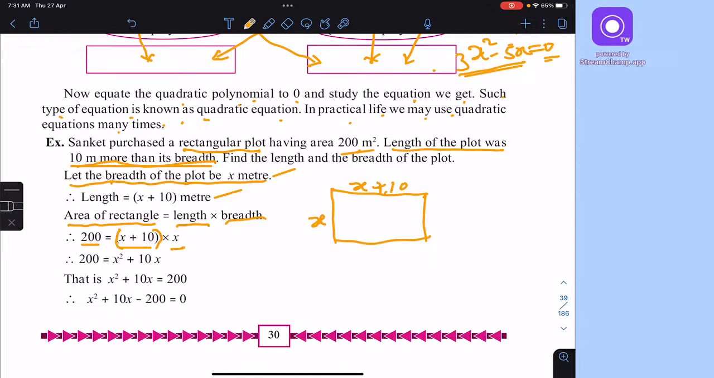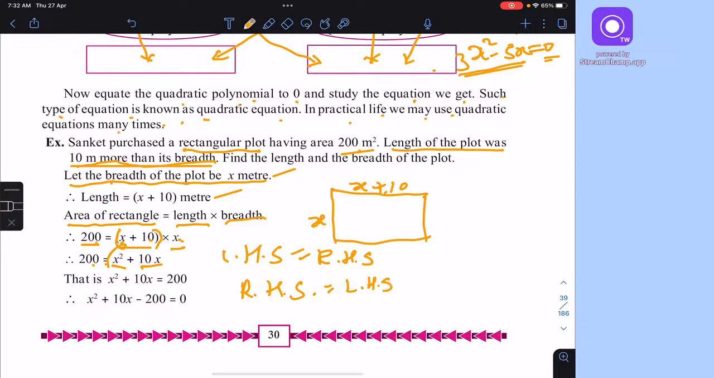Now if you open this, you are getting 200 is equal to x into x is x square and x into 10 is 10x. And if you want something equal to 0, then you can take everything on left hand side. So here what they have done: if LHS is equal to RHS, you can say in the reverse order also, RHS is equal to LHS. Both are same. This way also you can write.